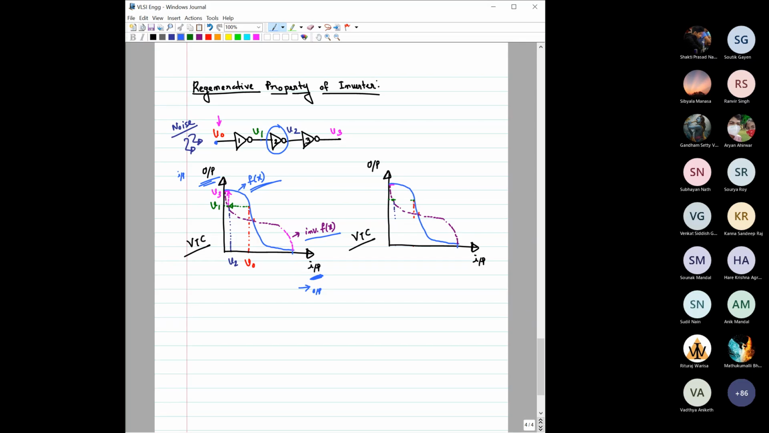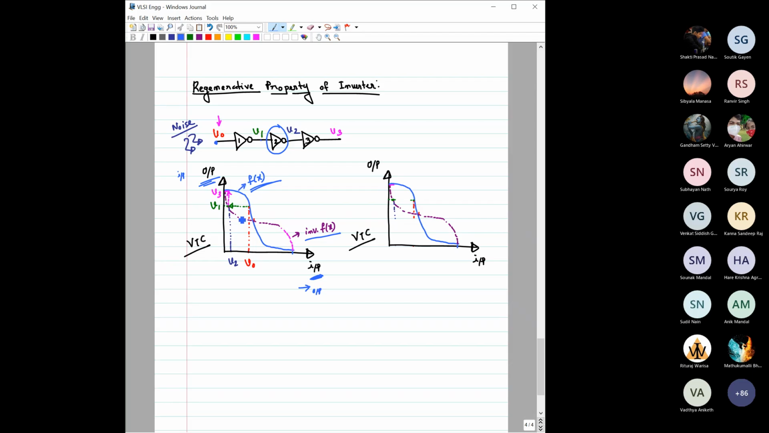Student: For the second VTC, are the axes the same, or are we changing them? No, we are not changing them. Student: Then for the second one, the input is the input to the second gate only, not V0, right? Not the initial input? No, for the second one, the input is V1, which is the output of the first one. Okay, understood.